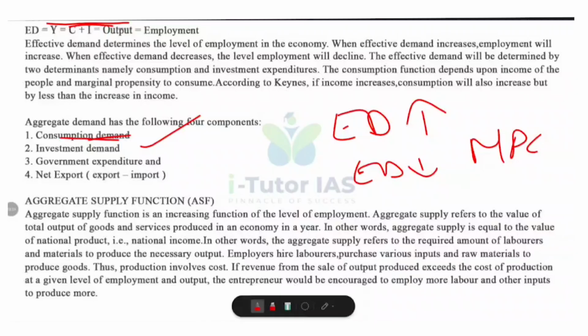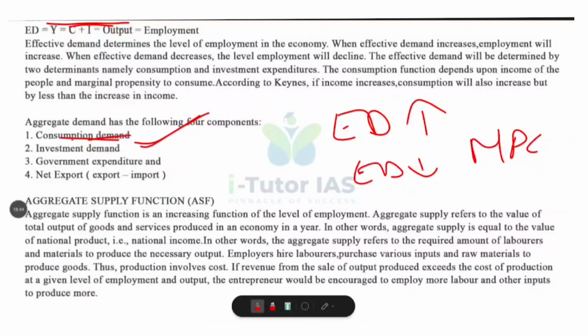So according to Keynes, when income rises, consumption rises too, but less than the rise of income. What about investment expenditure? That is spending by firms on capital goods like machines, buildings and so on. So effective demand mainly means consumption plus investment.